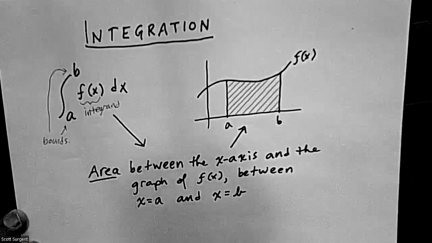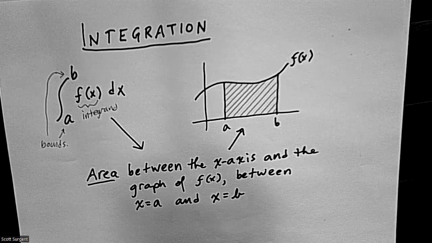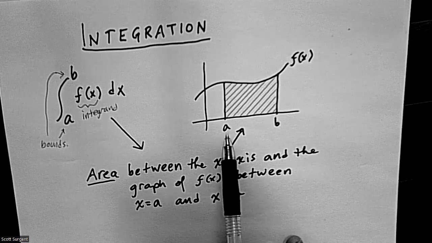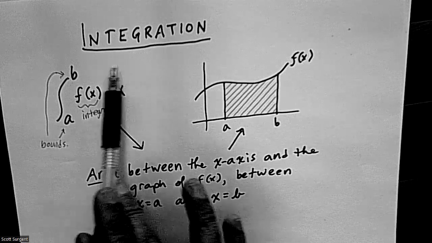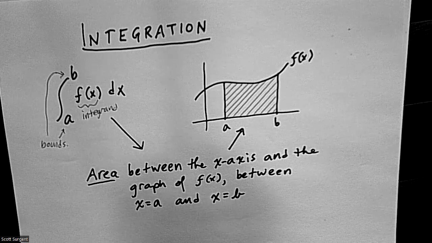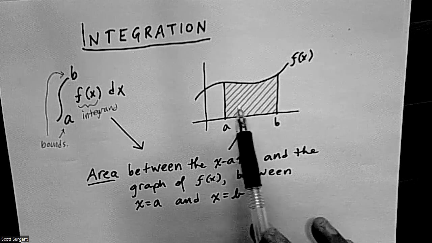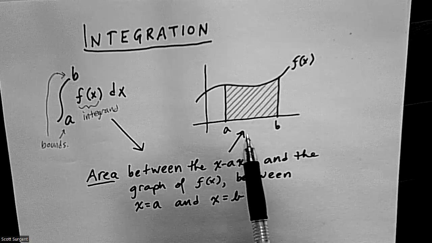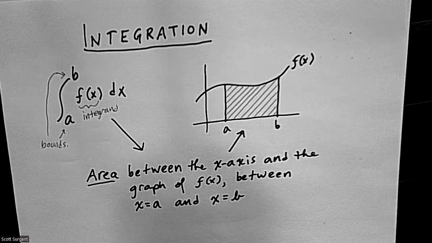And the thing you want to know about this is this represents area between the x-axis and the graph of the function f of x between the bounds a and b. So when you see something that looks like this, integral a to b f of x dx, it represents the area which I've shaded here, below the function f of x, above the x-axis, between the bounds a to b. That's all it means.